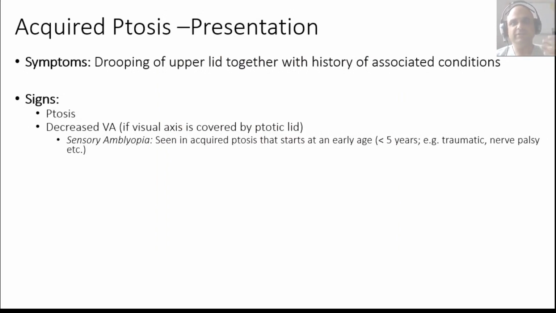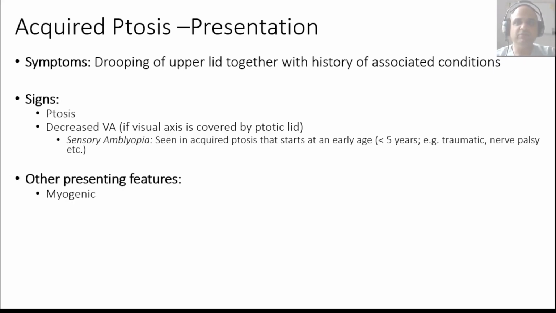The signs you see are ptosis, and you might see decreased visual acuity if this ptosis was at an age where sensory amblyopia can occur, usually less than 5 years of age, because remember between 7 and 9 or 12 years of age, your visual system is completely developed. So this acquired ptosis has had to occur when the child was about 5 years of age. Trauma could be one cause of an acquired ptosis in a young individual.